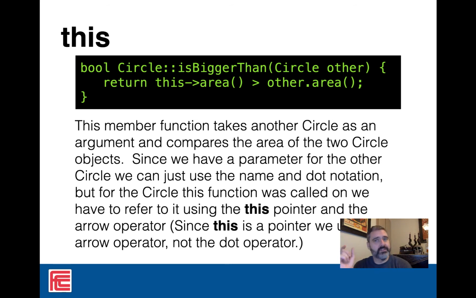Now remember, other is not a pointer. Other is actually a reference to a variable or to an object. So I can just use dot notation for that one. Since this is a pointer, I have to use an arrow for that one because that'll dereference and then access the member. But here's just another way I can refer to the object that you called the function on.